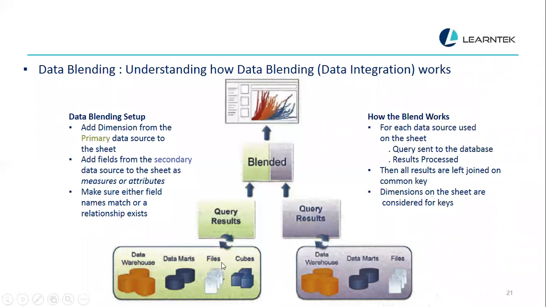Then when you switch to the secondary data source in the data window, Tableau automatically links fields that have the same name. Tableau automatically links all the fields that have the same name and establishes a relationship with the secondary data source as well, based on the common dimension. We'll see that with an example.